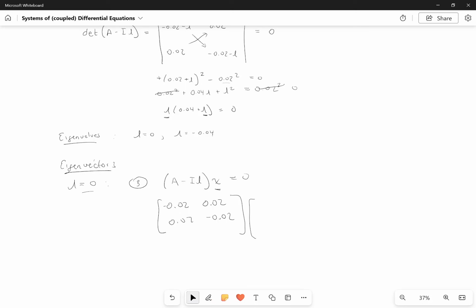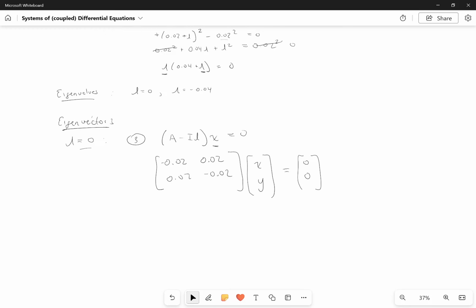This is a column vector, so we'll call it x and y. You can say x1, x2. It's the same idea. Equals 0, 0. Okay, and what we can do is pull out the 0.02, which is 2 out of 100, which is 1 over 50, right? So I can leave it as 2 over 100. And then this becomes negative 1, 1, 1, negative 1.